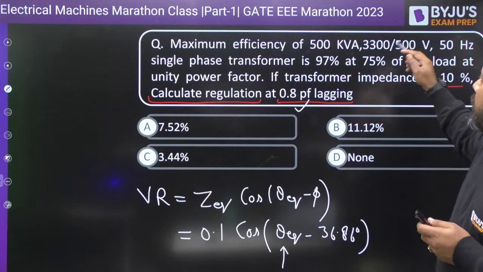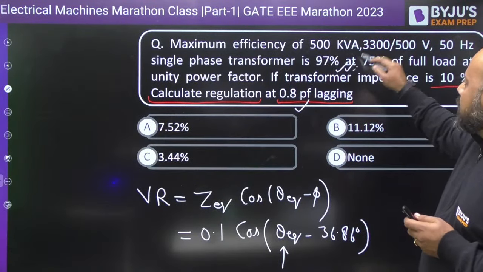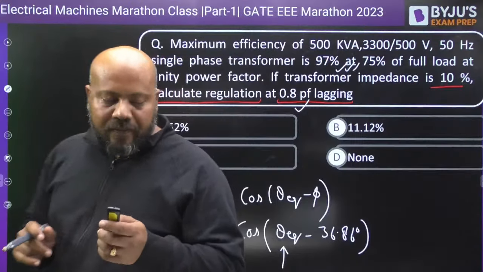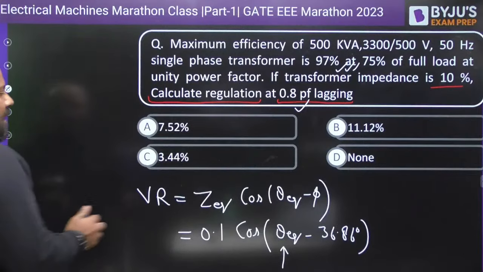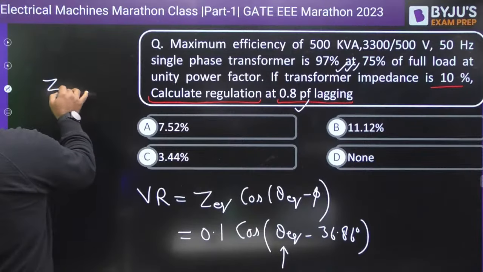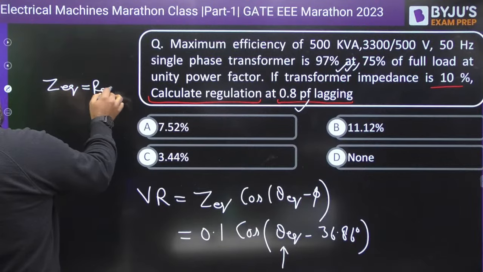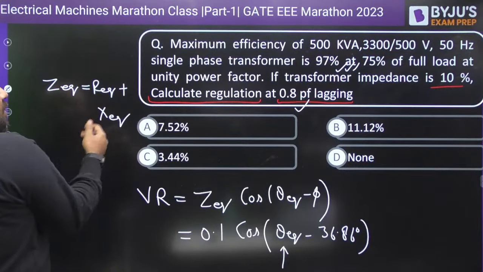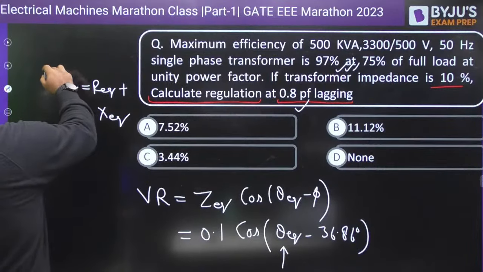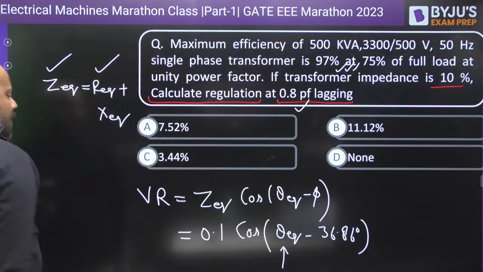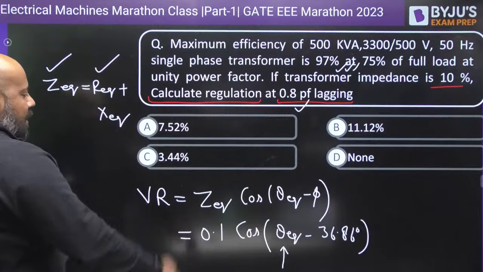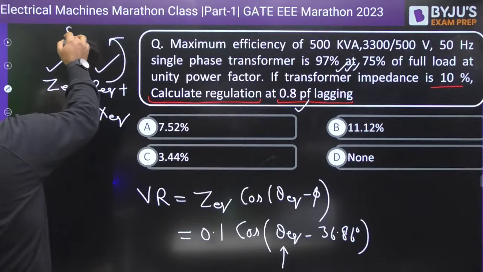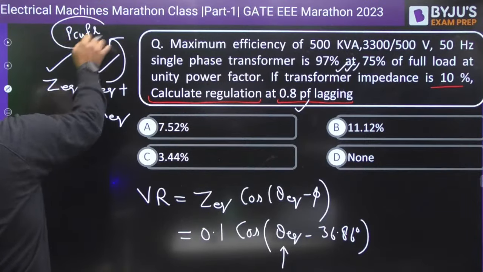Now, why is he giving you this efficiency data? What is the reason? The reason is, basically you know Z equivalent. What is Z equivalent? It is R equivalent plus X equivalent. So any two values, if you know, the third value you can easily find. Z equivalent you know. If you can find R equivalent, you can very easily get theta equivalent. Now this R equivalent is nothing but it is equal to the full load copper losses.